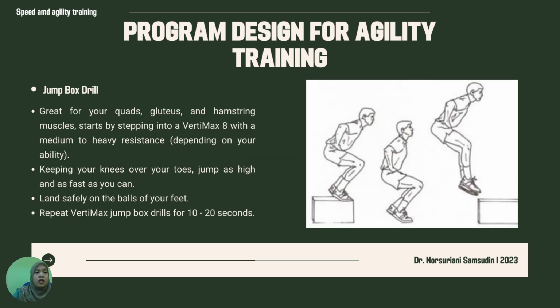So next is the jump board drill, great for your quads, glutes, and hamstring muscles. Start by stepping into a Vertimax with a medium to heavy resistance, depending on your ability. Keeping your knees over your toes, jump as high and as fast as you can. Land safely on the balls of your feet and repeat the jump board drill for 10 to 20 seconds.